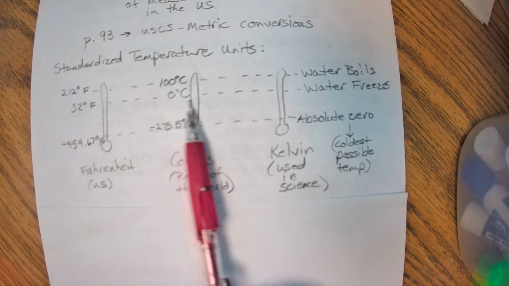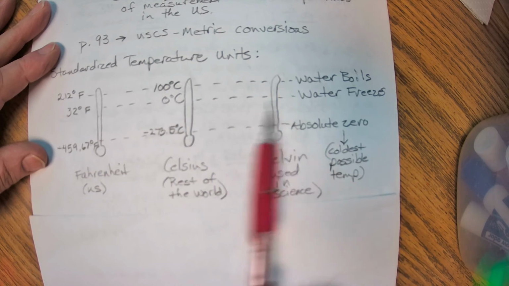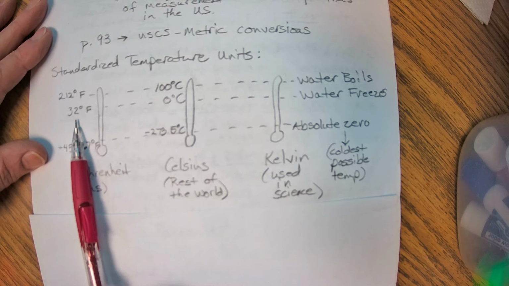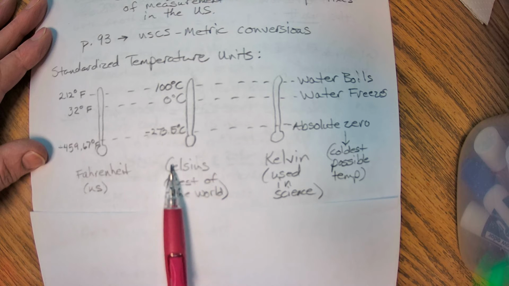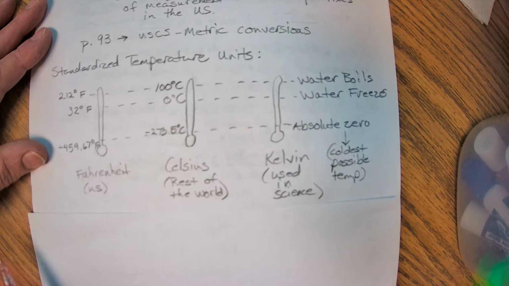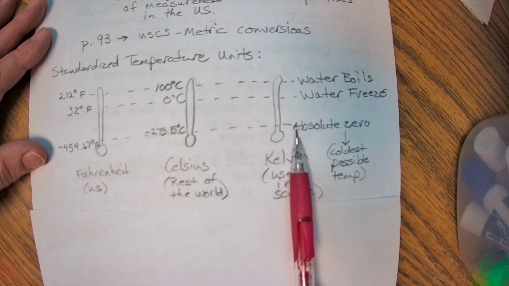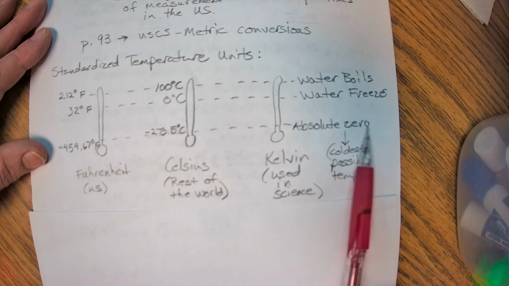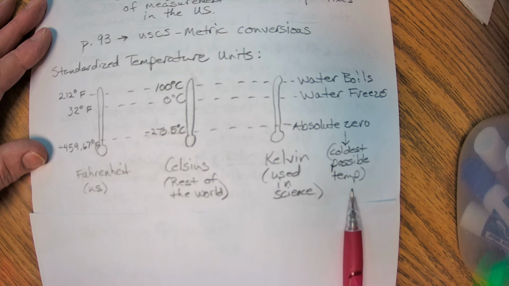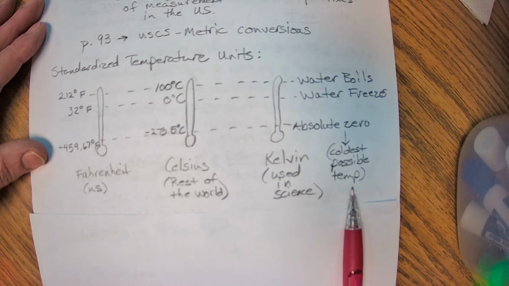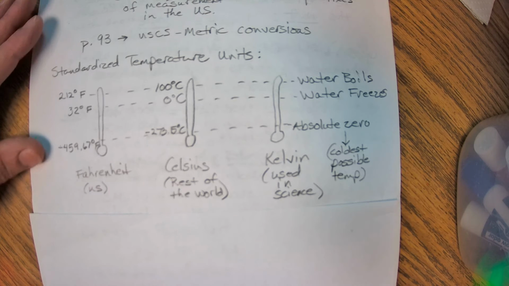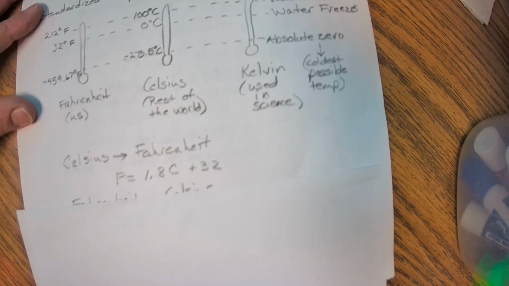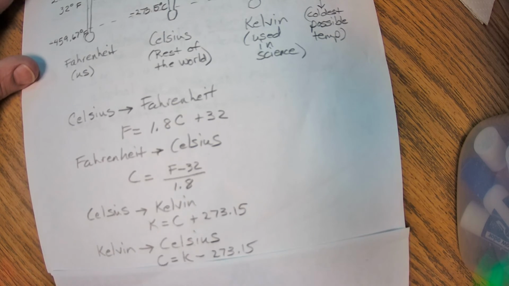Let's start with 0 degrees Celsius. This is where water freezes, and water freezes at 32 degrees Fahrenheit. Water boils at 100 degrees Celsius, or 212 Fahrenheit. And on the Kelvin scale, this is absolute 0, which is the coldest possible temperature. In Fahrenheit, absolute 0 is almost negative 460 degrees. That's pretty cold.